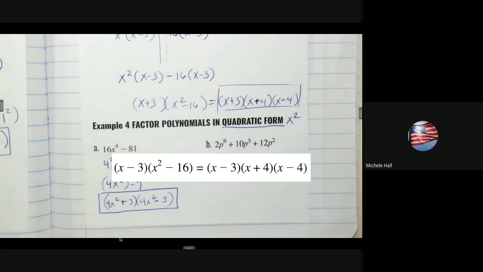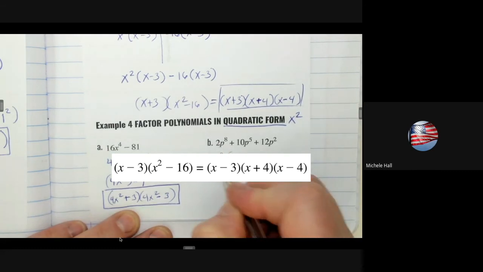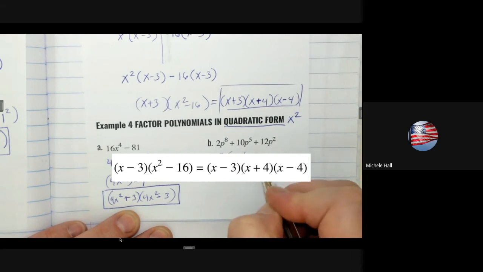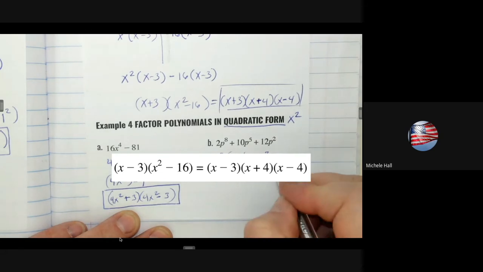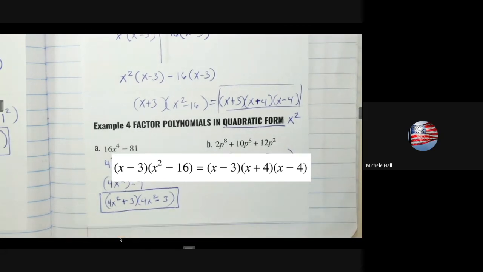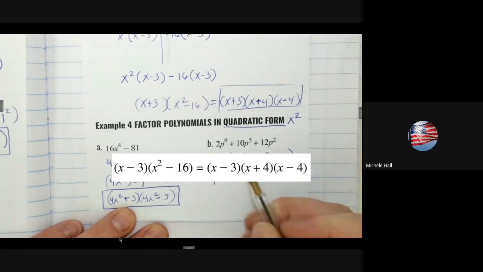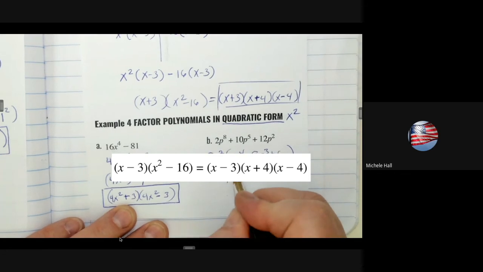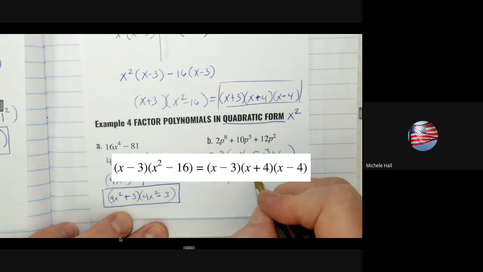Great. First, we'll start by seeing what can we pull out. We can pull out a 2, and the highest p we can pull out is p squared. So we're going to factor out 2p squared, and that leaves p to the 4th plus 5p to the 3rd and we have 6. So we have 2p squared. And then p to the 4th would be p squared times p squared.